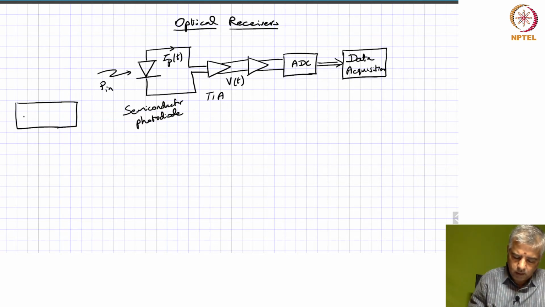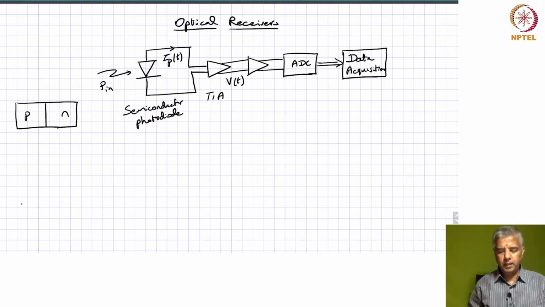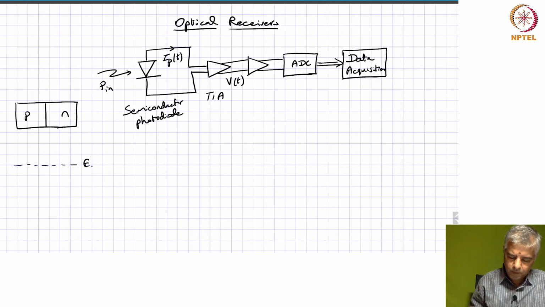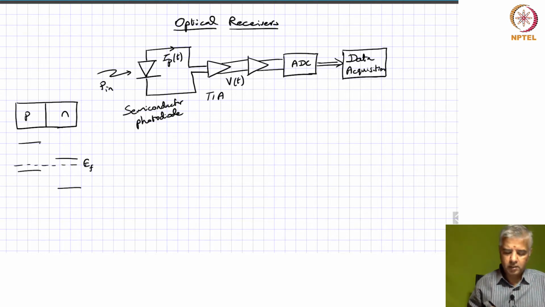So we start with, let's say, a P type and an N type semiconductor, okay, and if we draw the energy level diagram for this, it will look something like this. This is your Fermi energy, and then for the N type semiconductor, the conduction band is going to be closer to the Fermi energy with respect to the valence band, and in the P type semiconductor, it's going to be the other way. The valence band is closer to the Fermi energy compared to the conduction band.